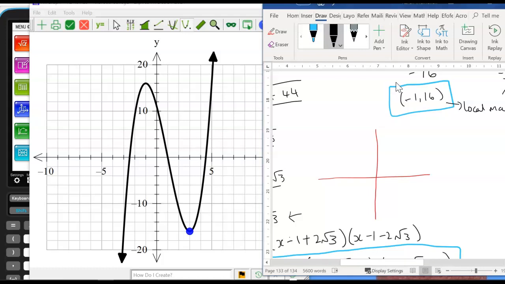Okay, so we're going to put our x-intercepts in first. Okay, so we had an x-intercept at 1 minus 2 root 3 and one at 1 plus 2 root 3 and one at 1. And our y-intercept is 11. And then we had a stationary point up here. I'll fill them in a sec. And one down here.